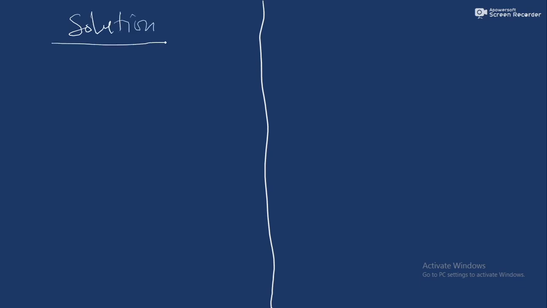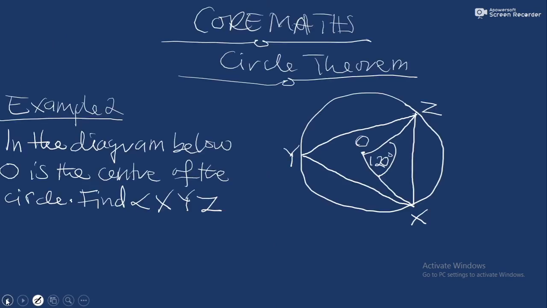Good. So the question told us that we have to find angle XYZ in the diagram. So let's go back. In the diagram below, O is the center of the circle. Find angle XYZ. So the first thing is that anytime you have the diagram, you have to observe or identify the theorem in the diagram.